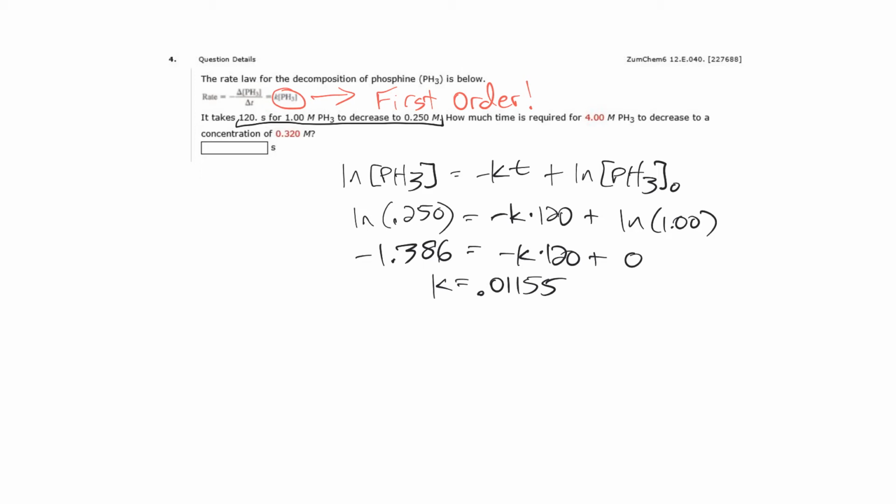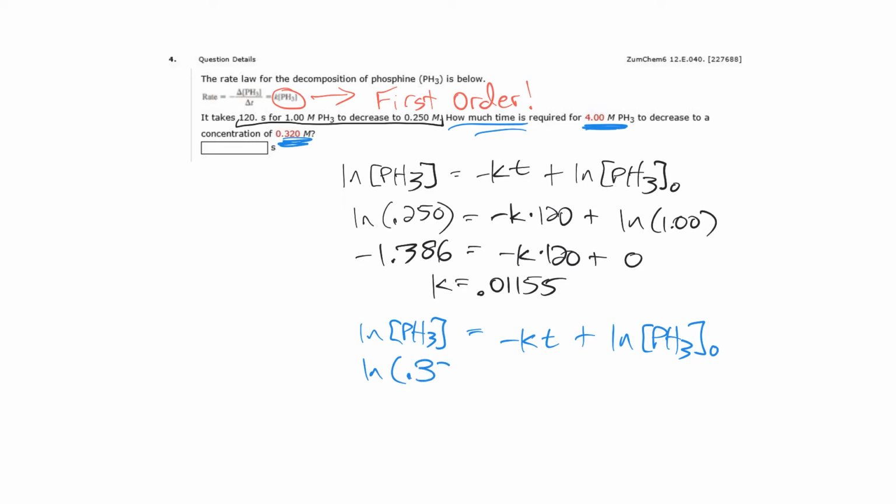But now we consider the second part of the question. This time they want us to find how much time is needed for 4 molar phosphine to decrease to a concentration after a certain time to 0.32 molar. The same equation can be used. It's just that we're going to solve for a different variable within the equation. Now we know K, but they're going to ask us to solve for time.